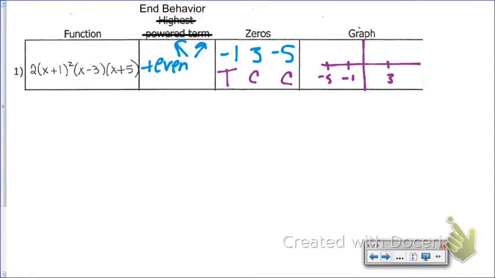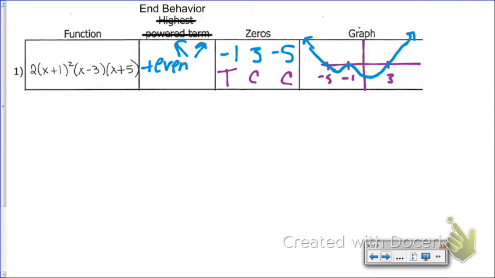I know my ends are going to be up. And then I just follow the behavior. At -5, my graph crosses. At -1, my graph touches. And at 3, my graph crosses. So my graph will look something like this.